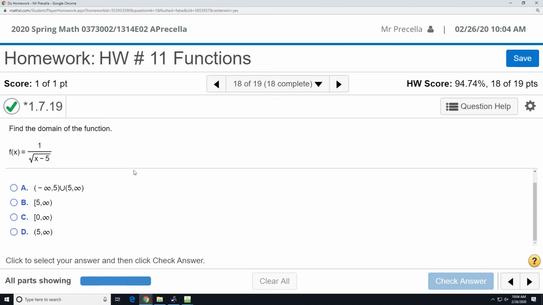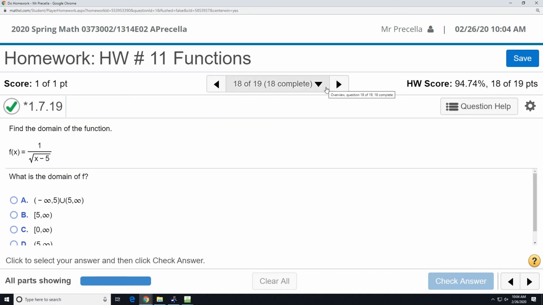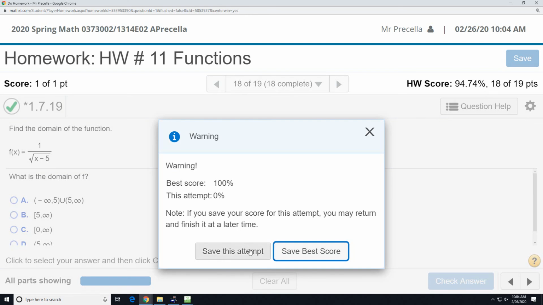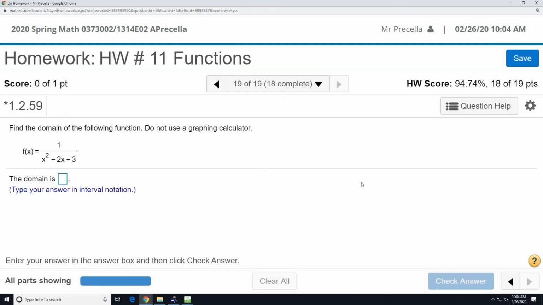Okay. Any questions on those two? Those are the two that are tricky in this assignment. Some homework assignments, they're all hard. Here, it's really 17 and 18. Well, number 19.